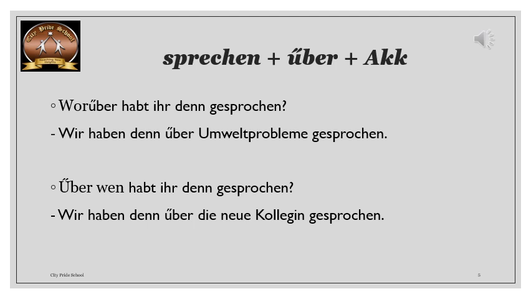Über wen habt ihr denn gesprochen? Wir haben denn über die neue Kollegin gesprochen. Now you must have understood the first answer and second answer. There is a slight difference. In the first answer we are talking about things, whereas in the second answer we are talking about a person. Über die neue Kollegin. So can you observe any type of difference between question form? In the first one we have used worüber, and in the second one we have used über wen.